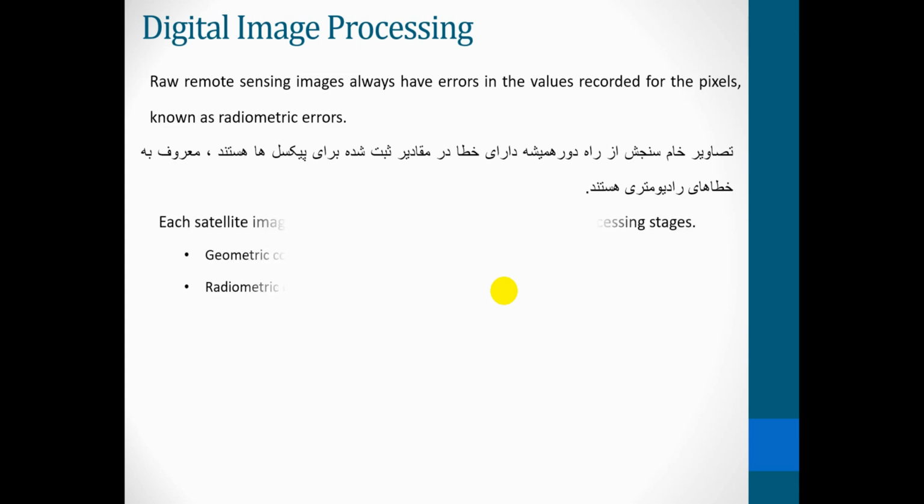Now come to radiometric corrections. As you know, when a satellite captures a picture for the first time, this is called a raw image. And raw remote sensing images always have errors in the values recorded for the pixels. This error is called radiometric errors. Each satellite image has two types of corrections in the processing stages. The first one is the geometric correction, and the second is the radiometric correction.